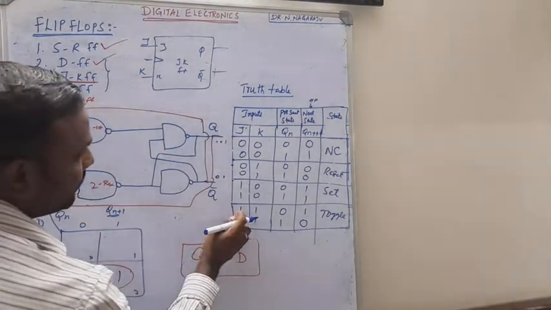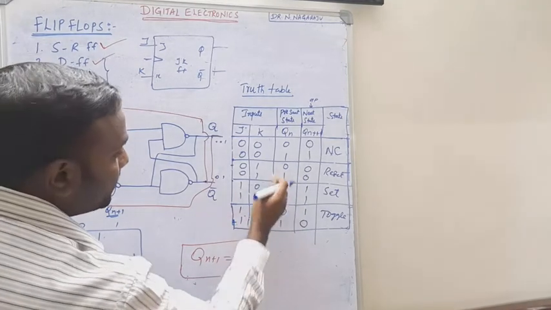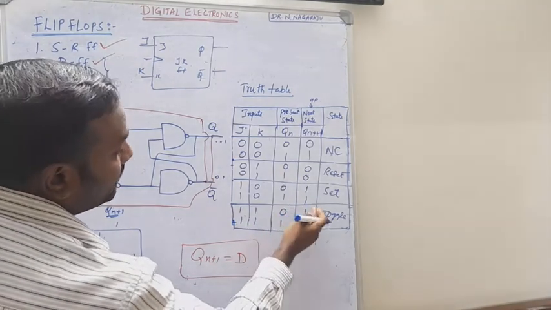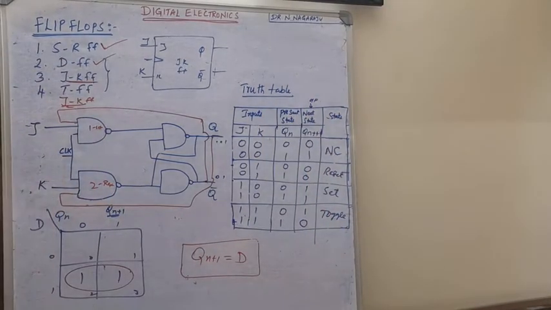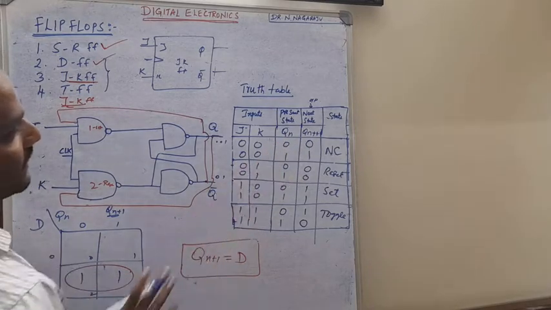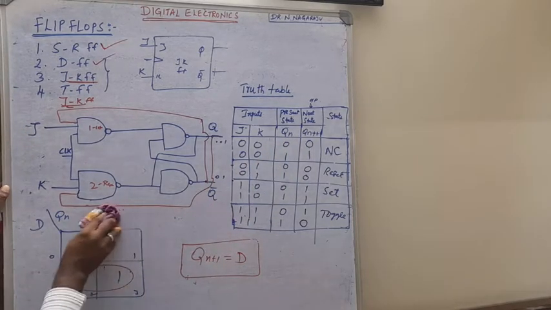So when J equal to 1 and K equal to 1, whatever the present state is, that will be toggled. 0 means 1, 1 means 0. This is the truth table for the JK flip flop. Now I am going to find the characteristic equation for this one.